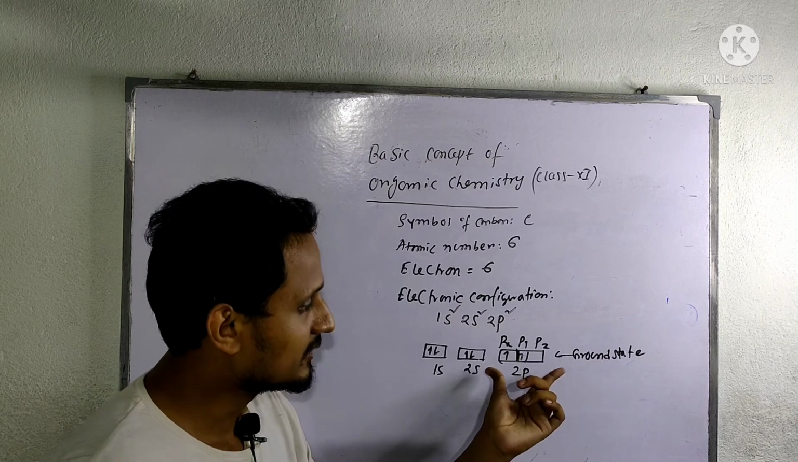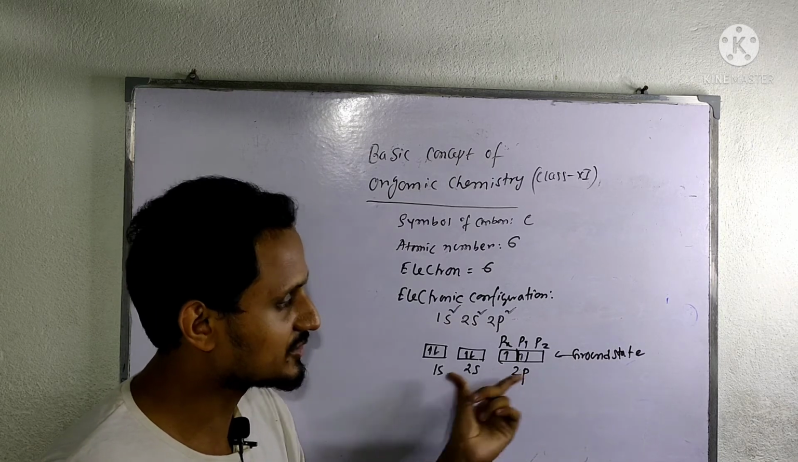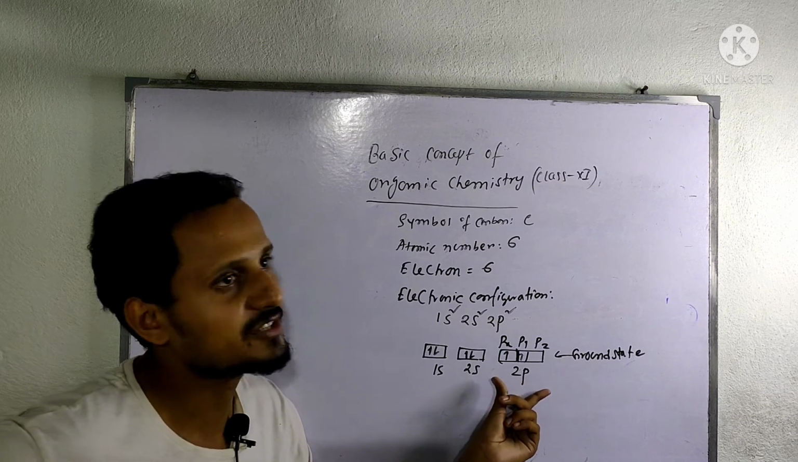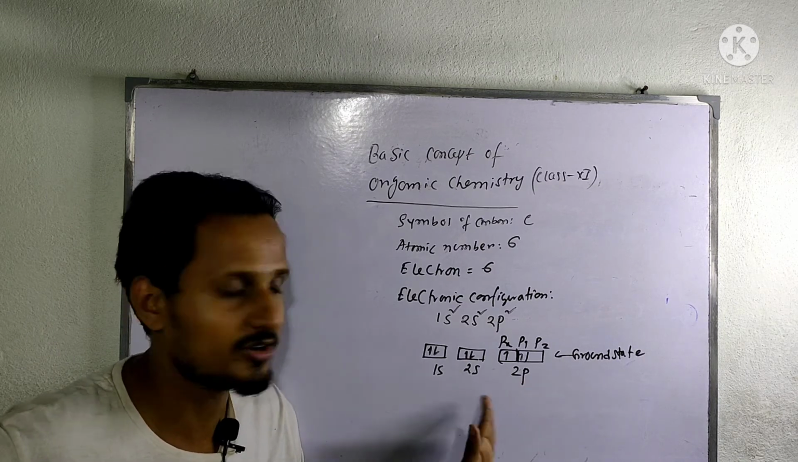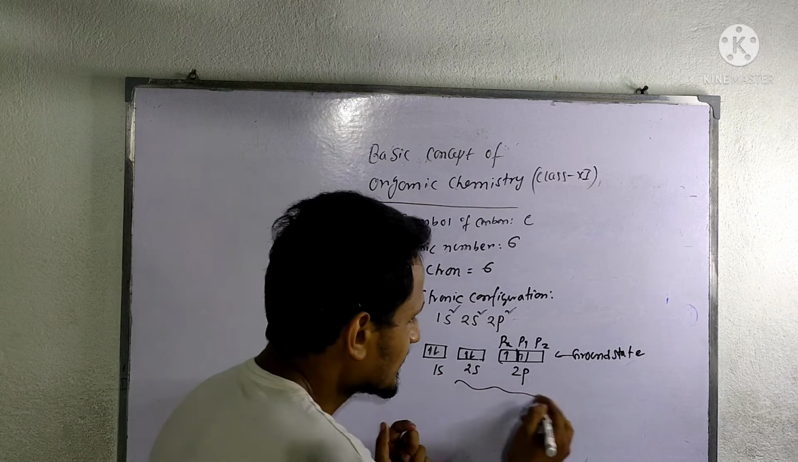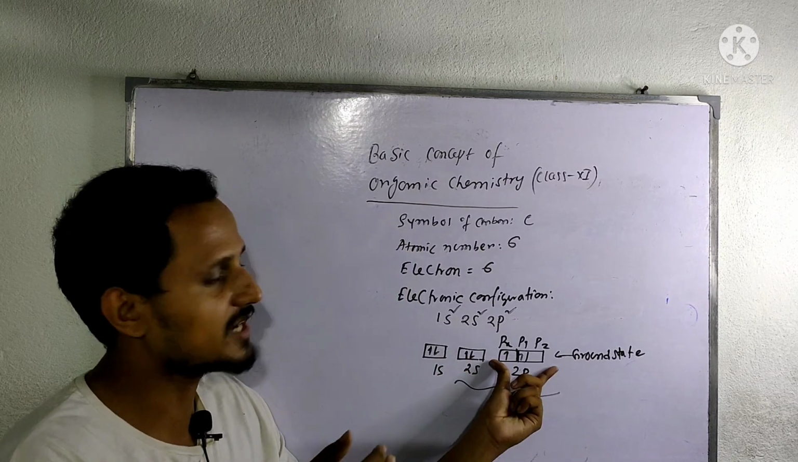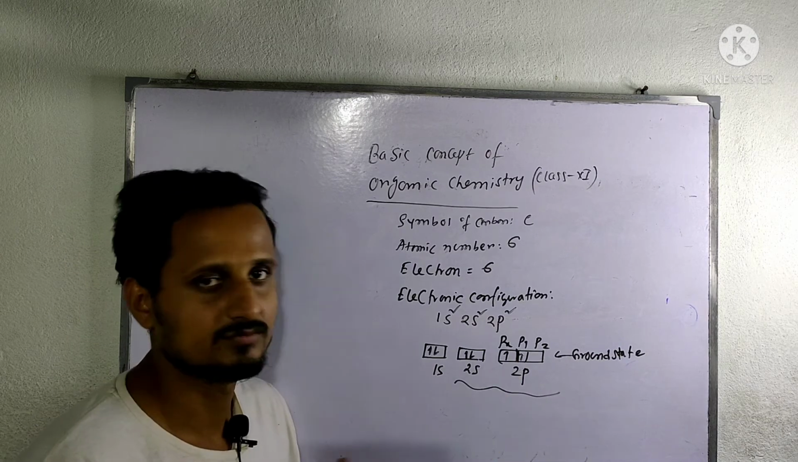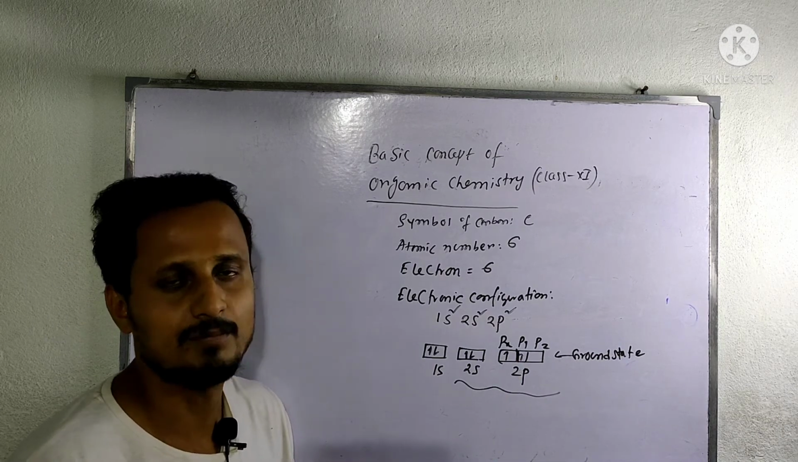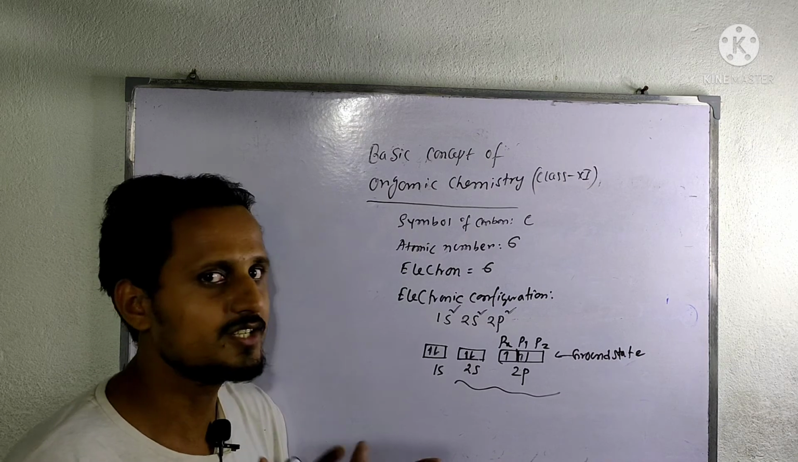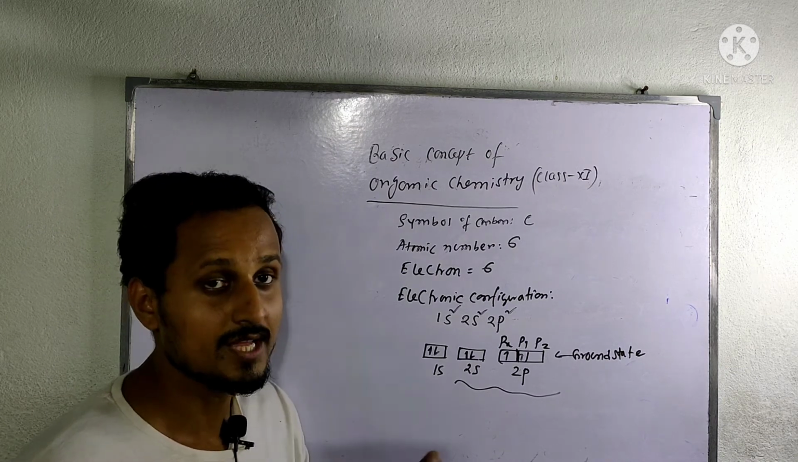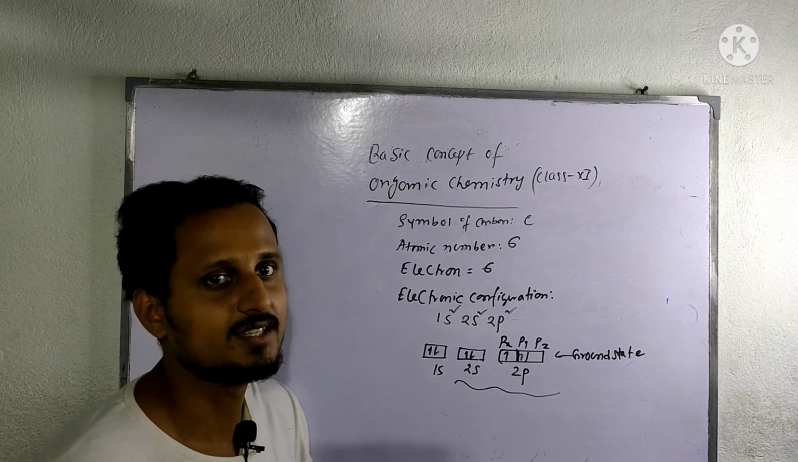Now from this electronic configuration, one can say that the number of unpaired electrons at the outermost shell, this is the outermost shell, this one is paired but this one is unpaired, so the number of unpaired electrons at the valence shell is 2. So valency should be 2, but it is not. The valency of carbon is not 2. We know the valency of carbon is 4. That means carbon has 4 hands.